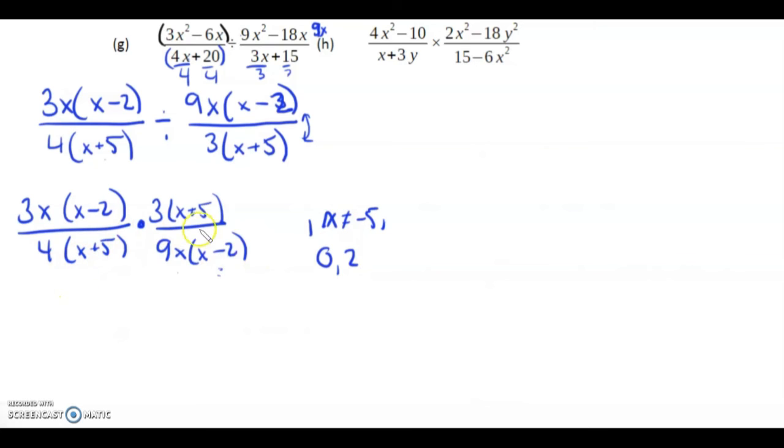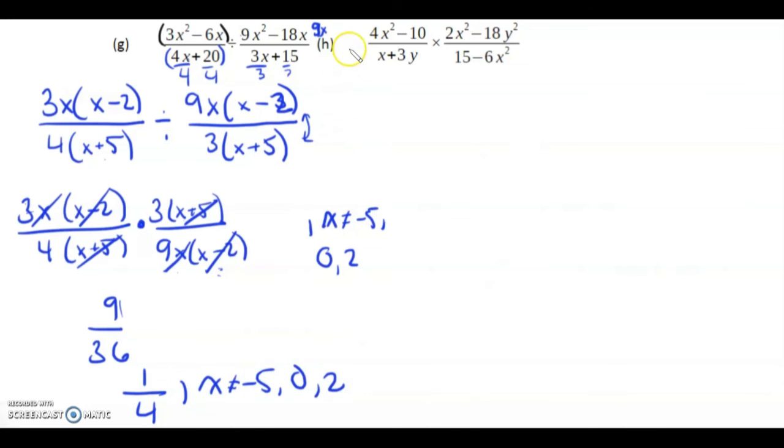Now we can start crossing out. So x minus 2's go away, x plus 5's go away. The x's go away. And if you think about this, like 3 times 3 is 9 over 36, which cancels back to 1 over 4. So our answer is 1 over 4 such that x does not equal negative 5, 0, or 2.